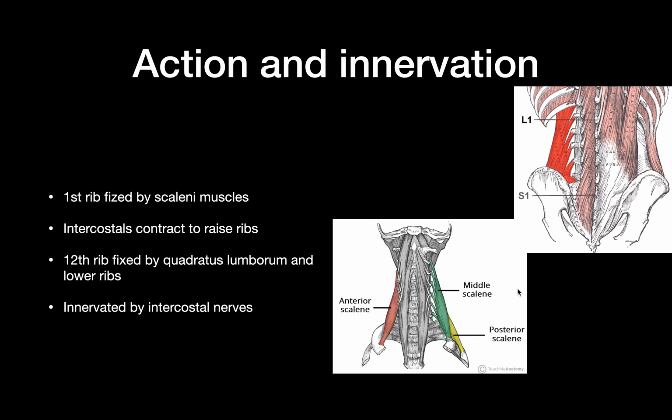The contractions of the intercostal muscles either pull the ribs up or down, but they pull the ribs nearer to one another. The first ribs are fixed by the scalene muscles, and those insert into the cervical region. And the 12th rib is fixed by the quadratus lumborum right here, which inserts into the iliac crest, and they're all innervated by the corresponding intercostal nerves.